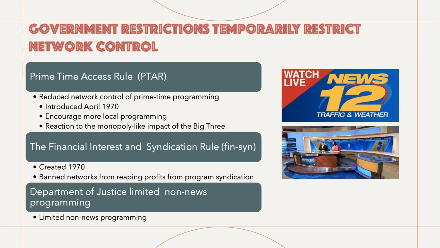So as a result of some of these early controversies in television, networks would have to contend with increased government regulations in the 1960s and 70s. The Primetime Access Rule, passed in 1970, the PTAR, reduced network control of primetime programming to encourage more local programming and was a reaction to the monopoly of the impact of the big three, RCA, NBC, and ABC.